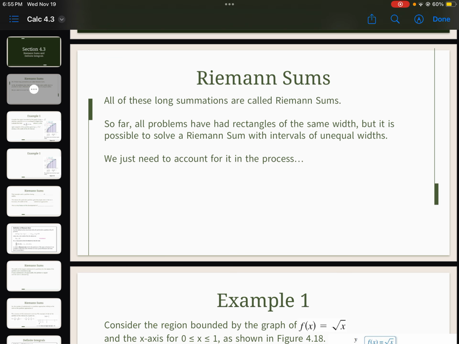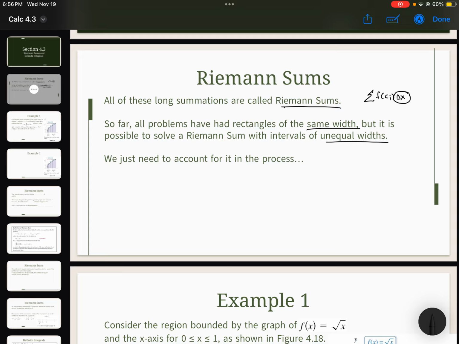All of these long summations are called Riemann sums. So everything that we've been doing so far, everything with your summation f of ci delta x, all of those, trying to find the area of a bunch of different rectangles, they all fall under this category of Riemann sums. And so far, we've just been solving rectangles of the same width, right? They all had this width of delta x. But it is possible to have a Riemann sum with unequal widths. So we're going to talk about that a little bit.